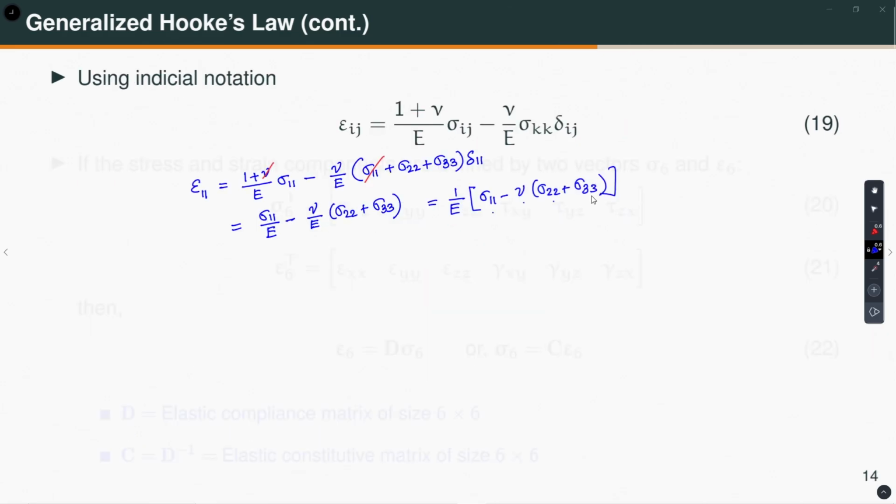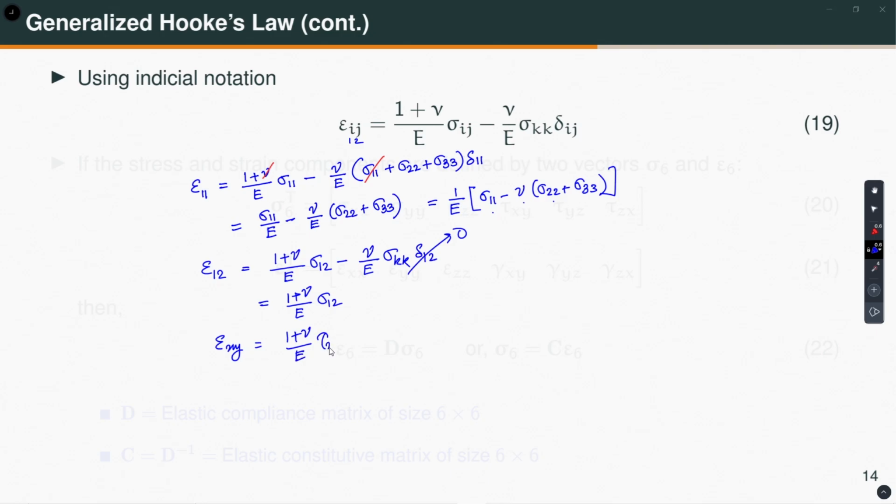Now, if you want to do the shear strain, then what happens? Epsilon 1 2, so i is 1, j is 2, is equal to 1 plus nu divided by E sigma 1 2 minus nu by E. I will keep this sigma kk as it is, and here I will write delta 1 2. What is delta 1 2? 0. So, that means this is equal to 1 plus nu by E sigma 1 2. I will simply go back to xy and say epsilon xy is 1 plus nu by E into tau xy.